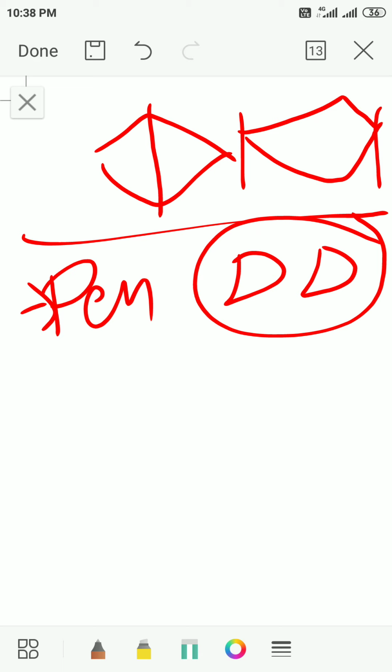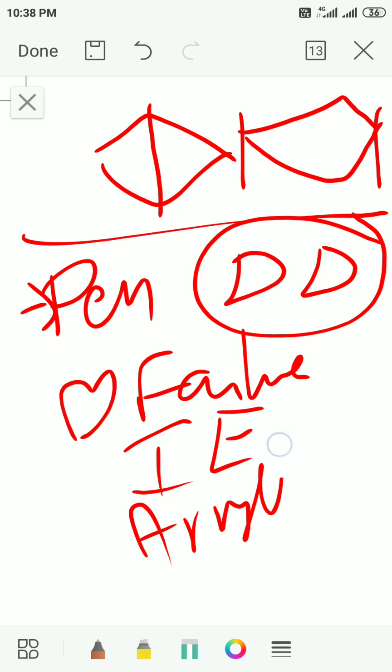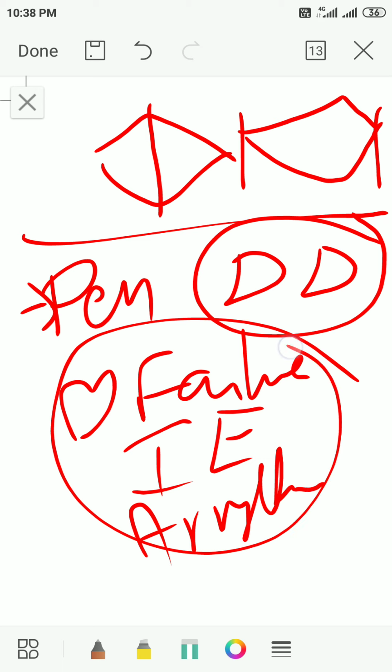And the complications are the patient will go in for heart failure, patient can develop infective endocarditis, and patient can develop arrhythmia. So it's a small outline on aortic stenosis.